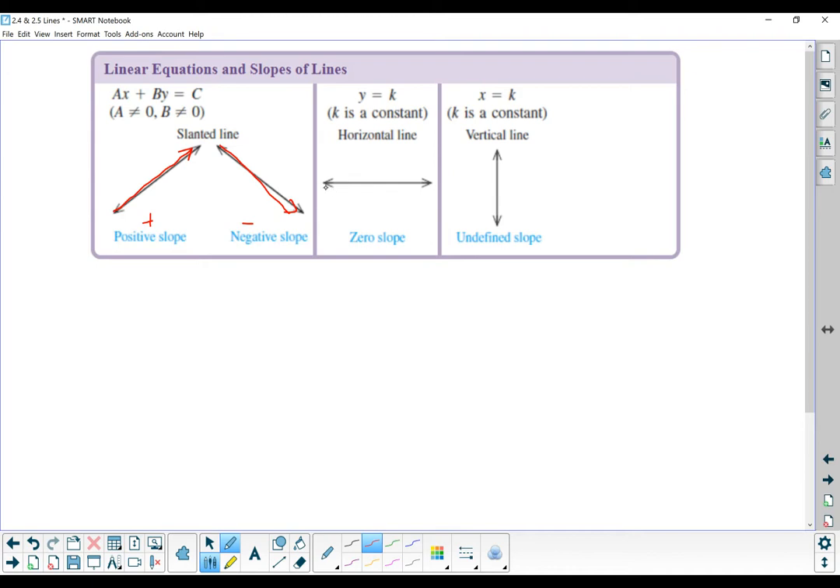A line that is horizontal has an equation that looks like y equals a number, and that is a horizontal line with a 0 slope. And then if you have a vertical line, that's x equals a number, and that would be an undefined slope.